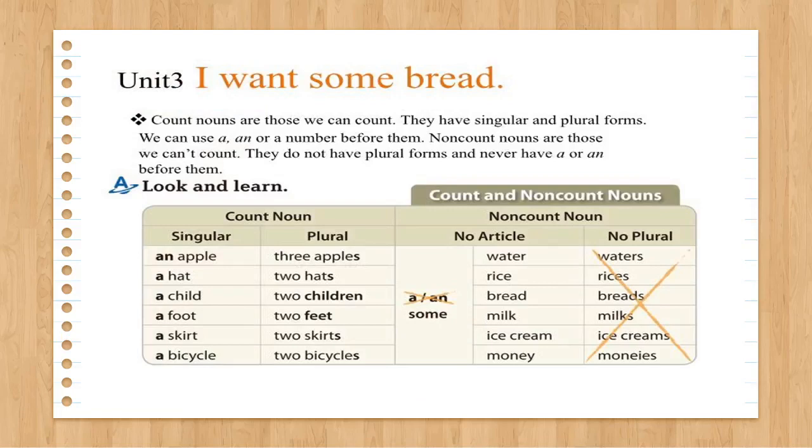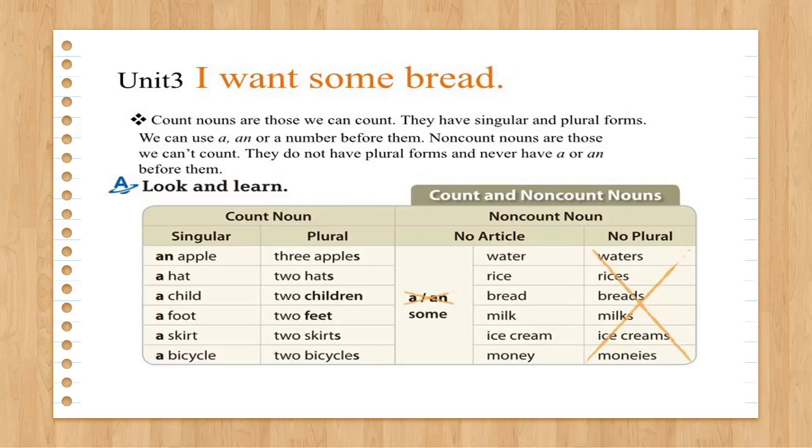Okay, this one teacher wants you to review again. That is about unit 3, I want some bread, where we talk about count and uncount noun, right? What does uncount noun mean? What does count mean? Count is the thing that you can count, and uncount noun is the thing that you cannot count, like water, rice, bread, meal, or ice cream, right?